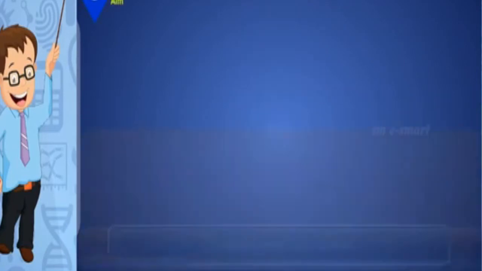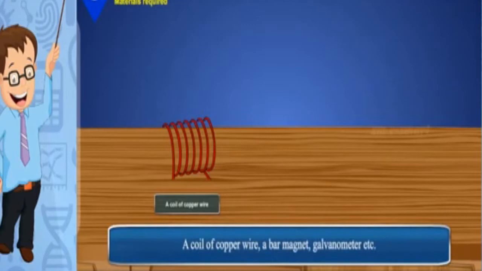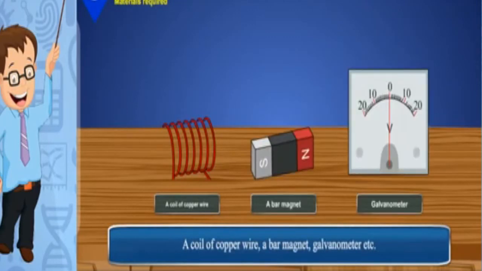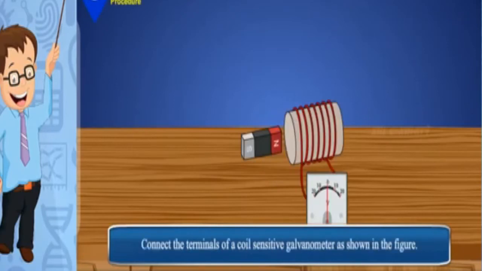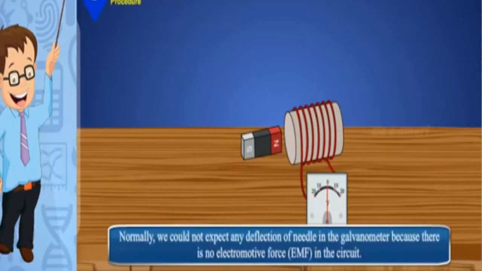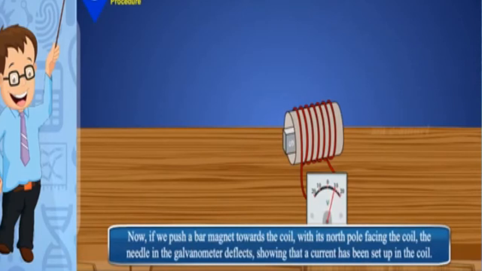Aim: to understand Faraday's law of induction. Materials required: a coil of copper wire, a bar magnet, a galvanometer, etc. Procedure: take a copper wire in the form of a coil. Connect the terminals of the coil to a sensitive galvanometer as shown in the figure. Normally, we cannot expect any deflection of the needle in the galvanometer because there is no electromotive force, that is EMF, in the circuit. Now, if we push a bar magnet towards the coil with its north pole facing the coil, the needle in the galvanometer deflects, showing that a current has been set up in the coil.